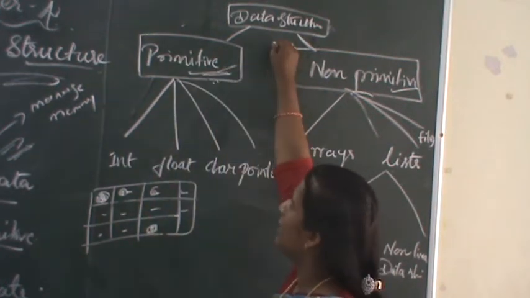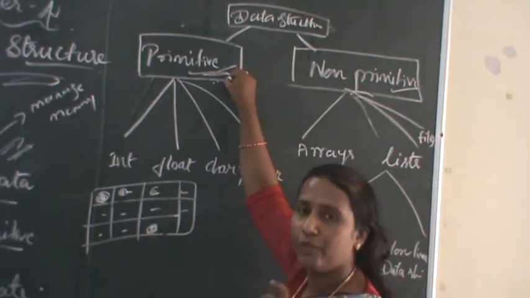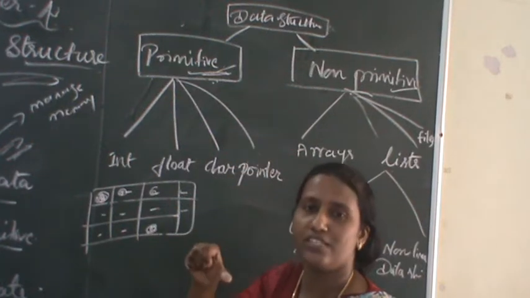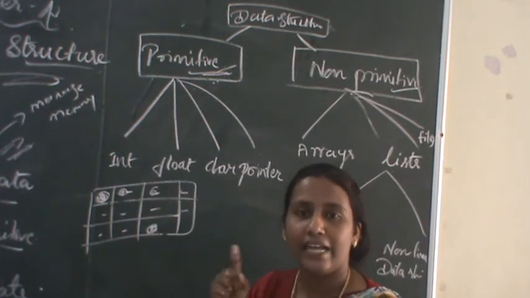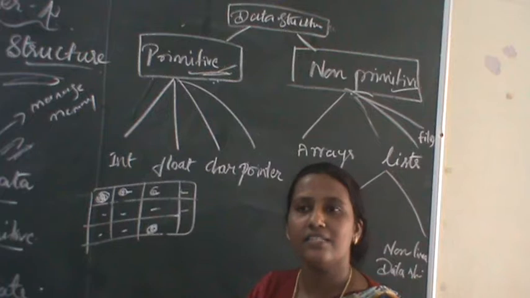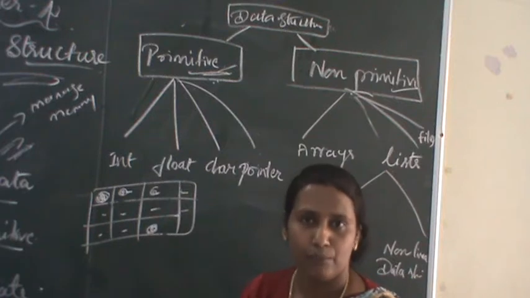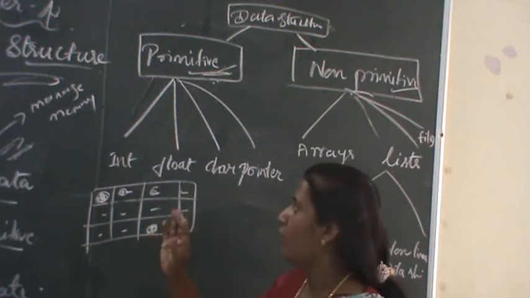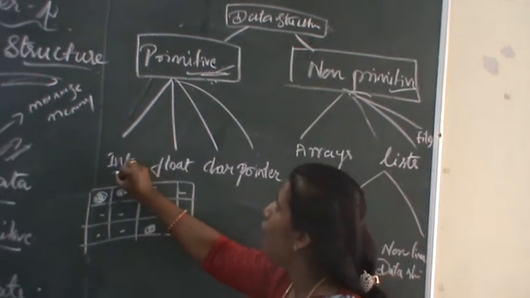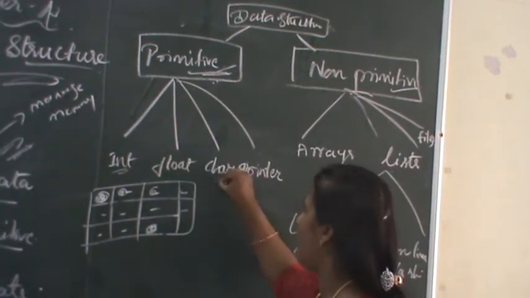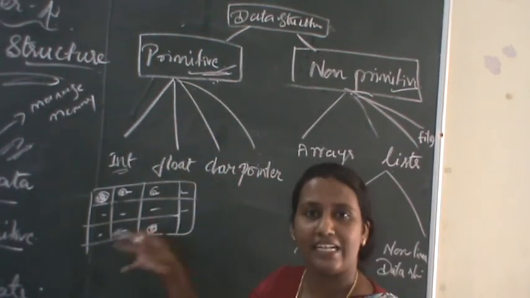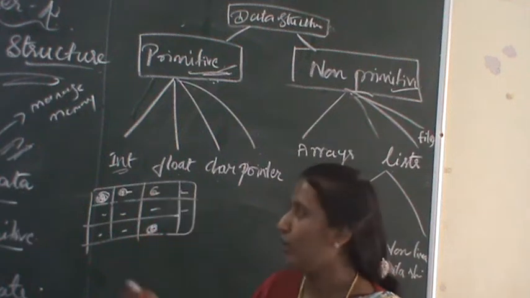Primitive data structures are those data structures which are directly operated by the machine, in the sense, directly operated by the computer. For example, we have many primitive forms of data, that is int, float, char, pointer. You people already studied this in your first PU. Okay, what is int?